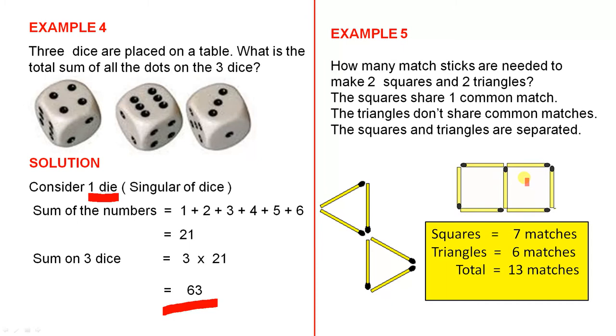In other words, that's the only way you can do it, because there's 1, 2, 3, 4, and these squares here, they need an extra 3 for that square there. So in other words, the squares have 7 matches. Here are the triangles, and it says the triangles don't share common matches, so they're separate. So that's 3 plus 3 is 6. So the squares have 7 matches, the triangles have 6 matches, so the total number of matches is 13.